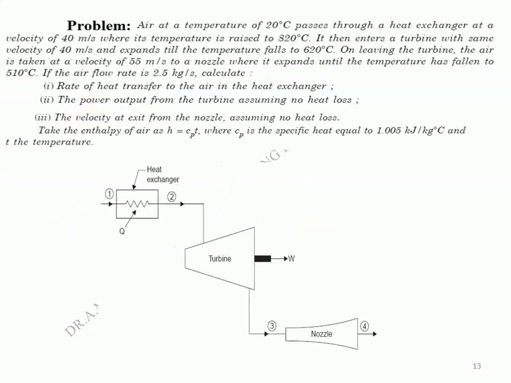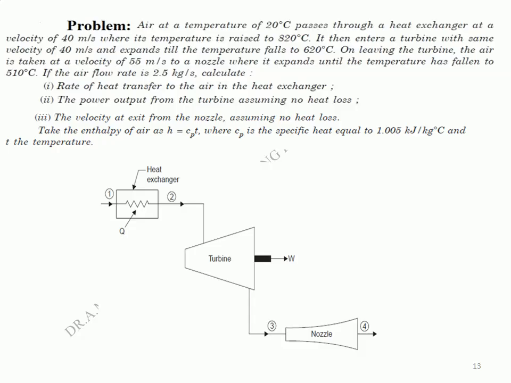Air at a temperature of 20 degrees C passes through a heat exchanger at a velocity of 40 meters/s, where its temperature is raised to 820 degrees C. It then enters a turbine with same velocity of 40 meters/s and expands till the temperature falls to 620 degrees C. On leaving the turbine, the air is taken at a velocity of 55 meters/s to a nozzle where it expands until the temperature has fallen to 510 degrees C.